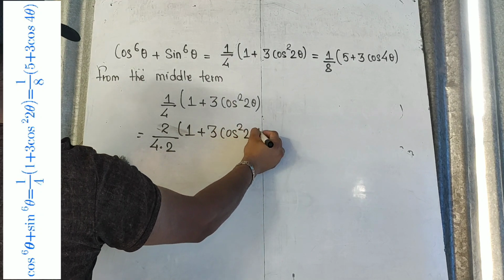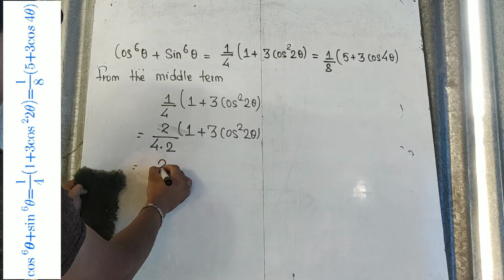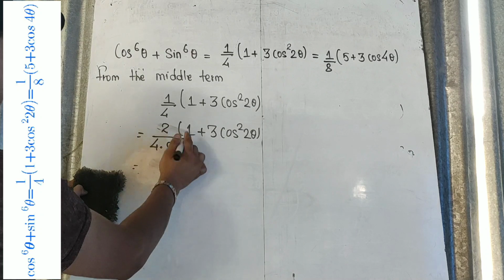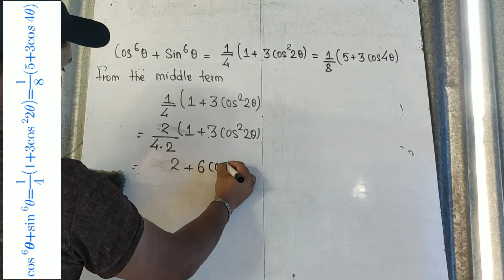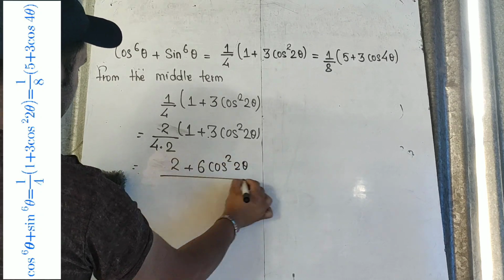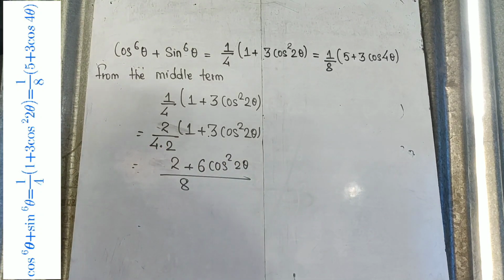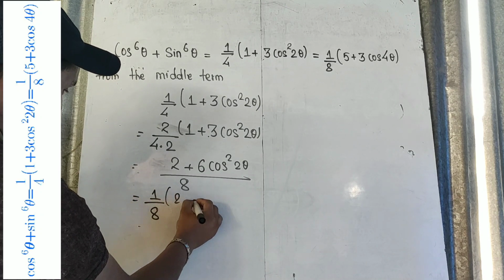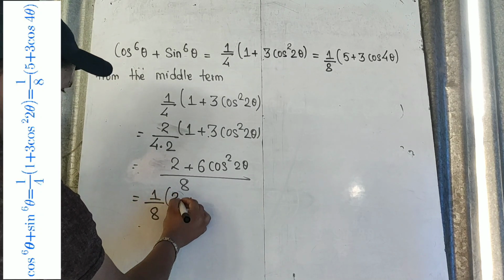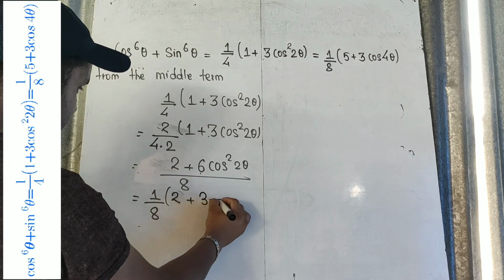Why did I do so? To get this 8 here. Now you have 2. Now you can multiply. 2 1 is 2. 2 into 3 cos square 2 theta is 6 cos square 2 theta. And 4 2s are 8. This can be separately written as 1 by 8, 2 plus, now this 6 can be written as 3 into 2.